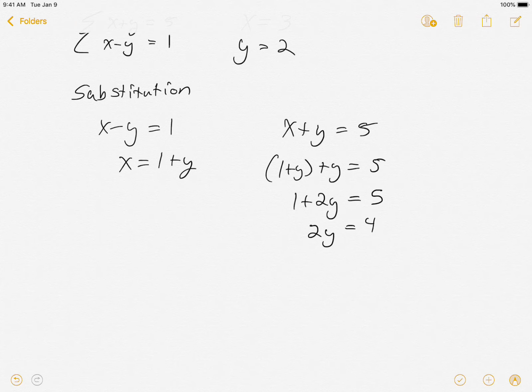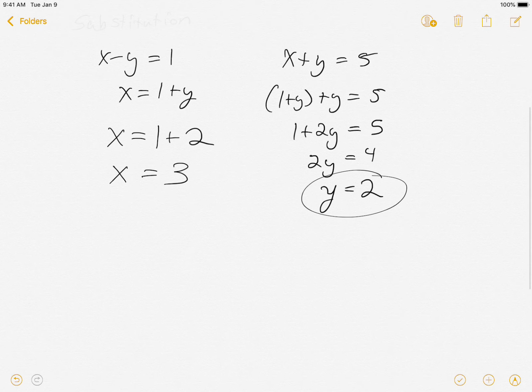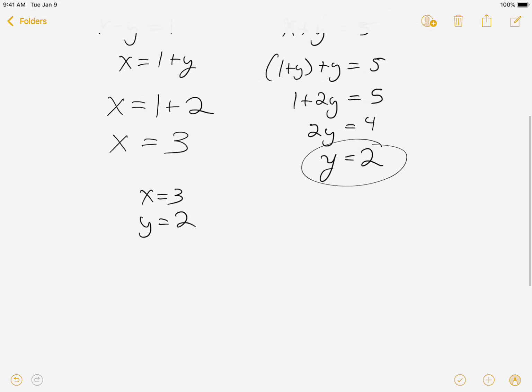We get 2y equals 4, or y equals 2. Now, I'm not done because I have solved for only one variable. To solve a system, I need to find all unknowns. And so I have to take this and use it to find the other variable, which is x. I already have solved for x here. Substitute in y, and x is 3. So the solution to this system is x equal to 3, y equal to 2.